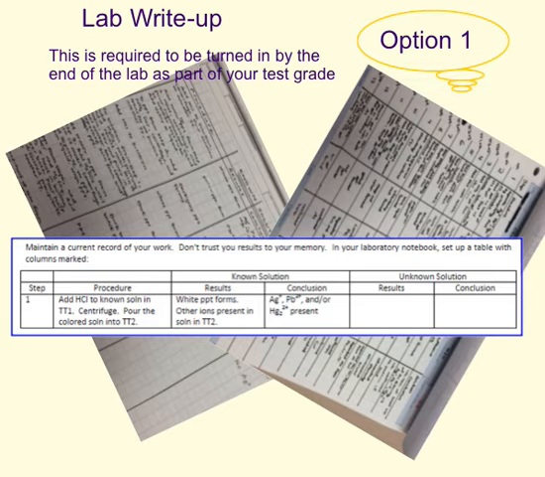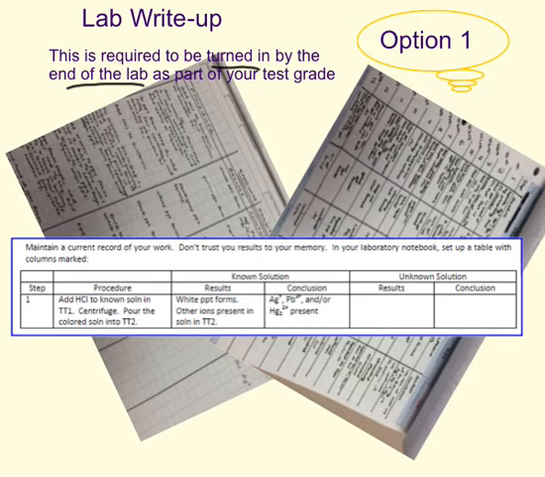And then lab write-up. This is one of the last things we'll talk about here. With the lab write-up, it's okay if you don't do this nice and neatly in your lab notebook till the very end. A lot of people will try. It's a good thing to try and keep track of during your lab. So a couple different options for you. And remember, this is required to be turned in at the end of the lab as part of your test grade. So your test grade is identifying all 4 of those ions. On top of that, you need to turn in a lab write-up.